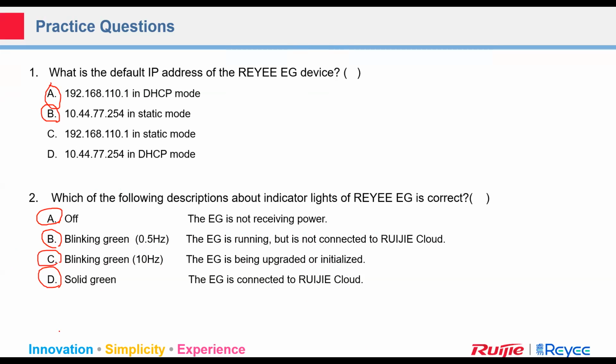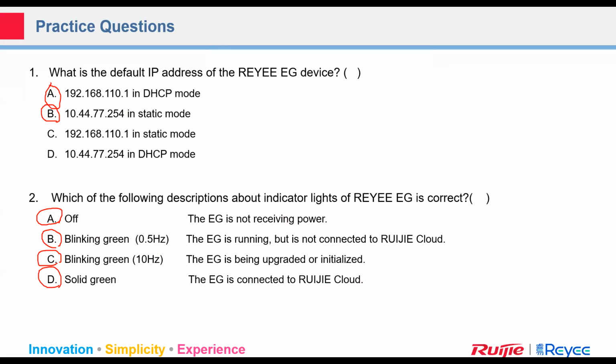So these are the 4 scenarios of the indicator lights that you need to get used to. A and D are, I think, known, but B and C is something that you need to understand during your troubleshooting: whether it is being upgraded or it's not connected to Ruijie Cloud. So it's okay. We have more quiz after this.